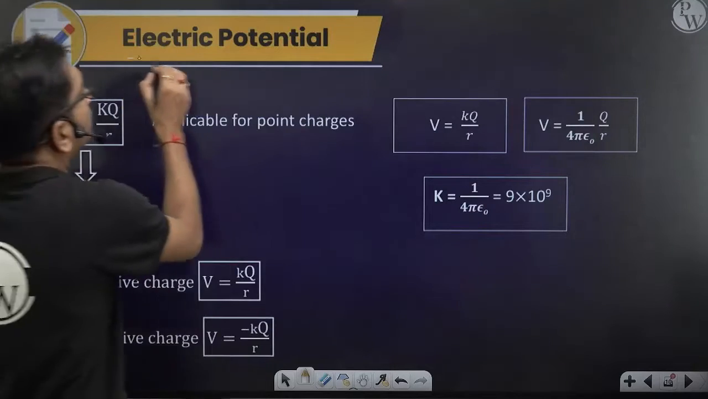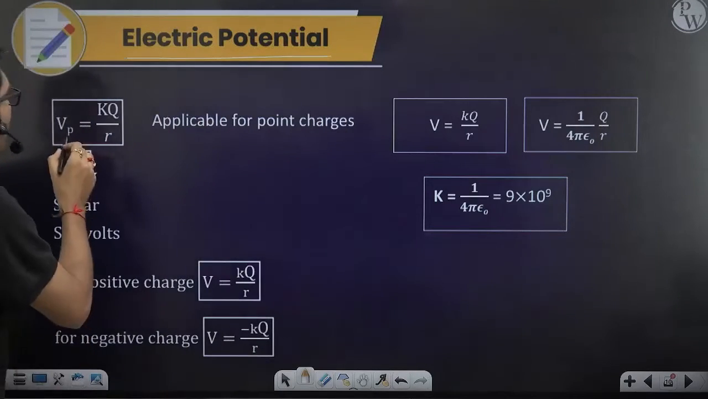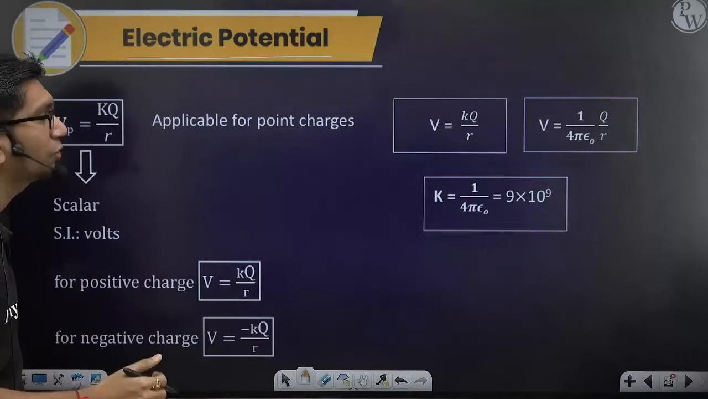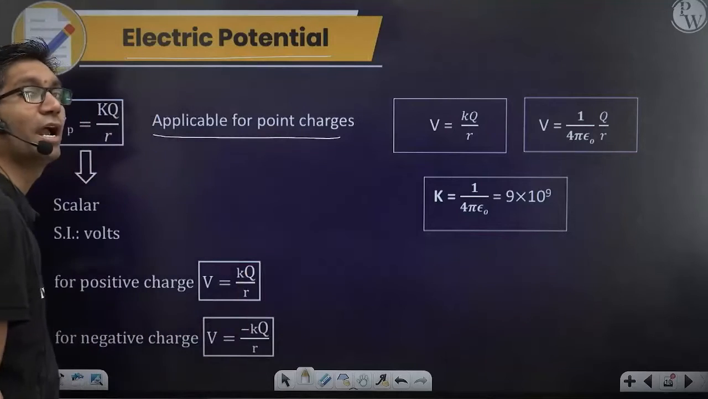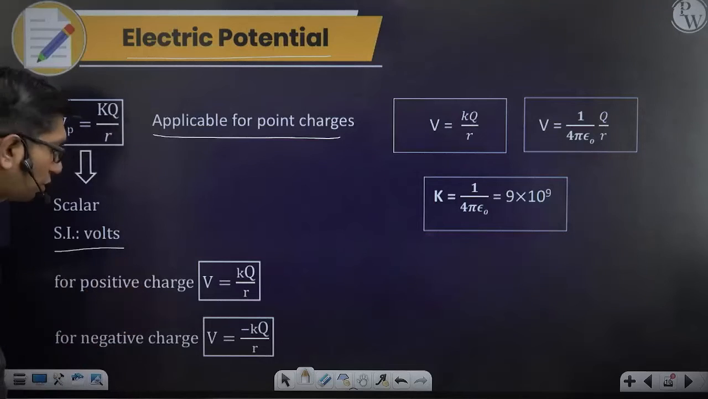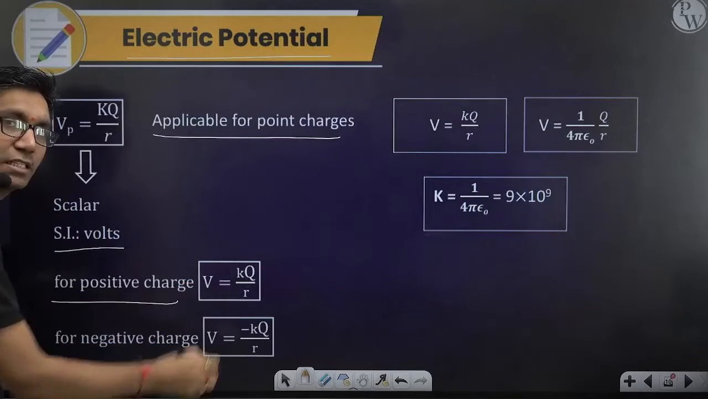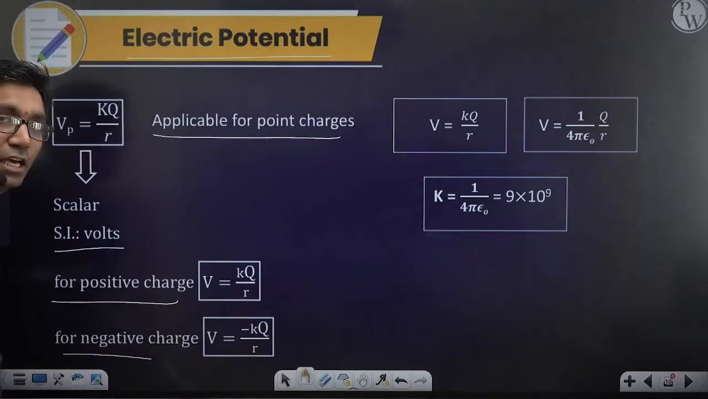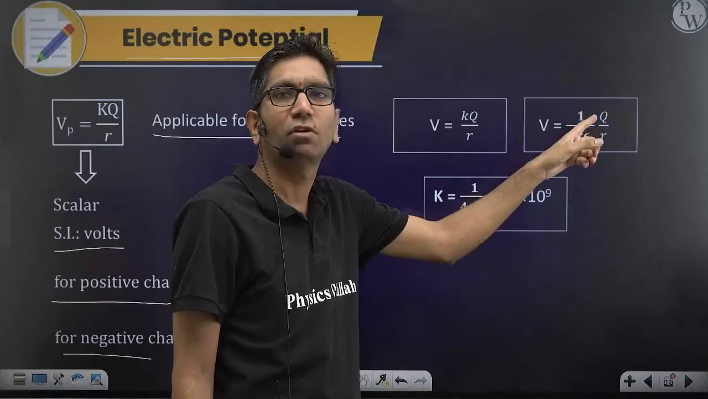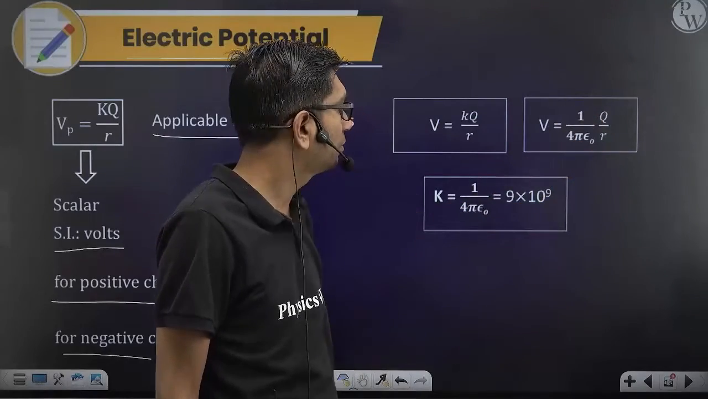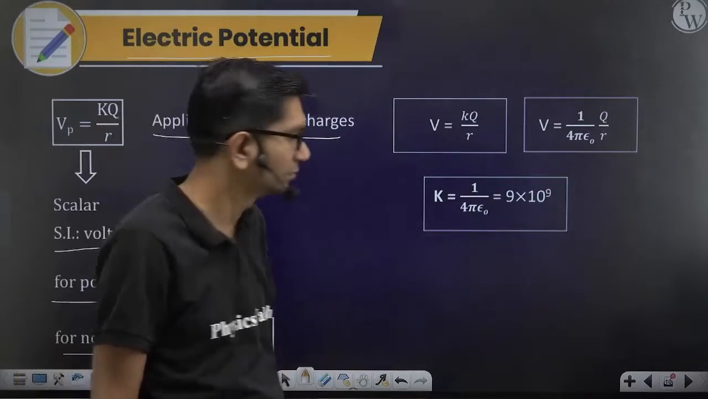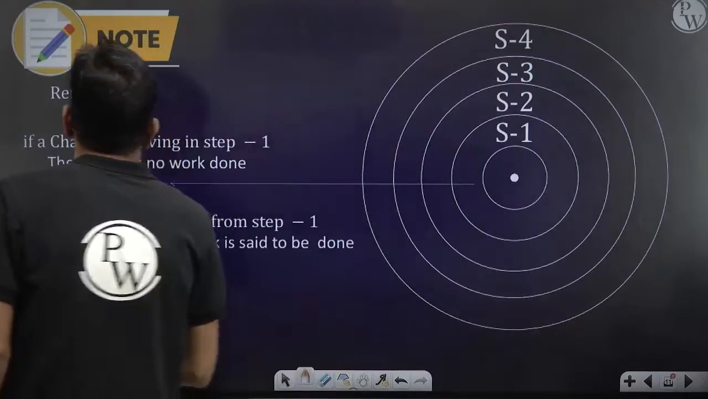Electric potential, see here. The electric potential formula is KQ by R. When do we use this formula? This formula is applicable for point charges. This is a scalar quantity. SI unit is volt. For positive charge, it is kQ by r. For negative charge, minus kQ by r. So V equals kQ by r. The K value is 1 by 4 pi epsilon naught into Q by r. So K is 1 by 4 pi epsilon naught, and that value is 9 into 10 power 9. Now, note.